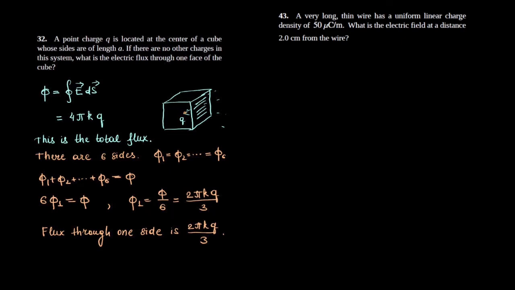Now we are going to look at the following problem. A very long thin wire has a uniform linear charge density of 50 microcoulomb divided by meters. What is the electric field at a distance 2 centimeters from the wire?